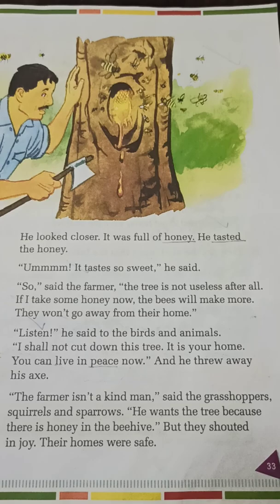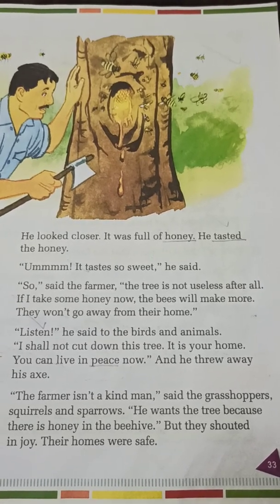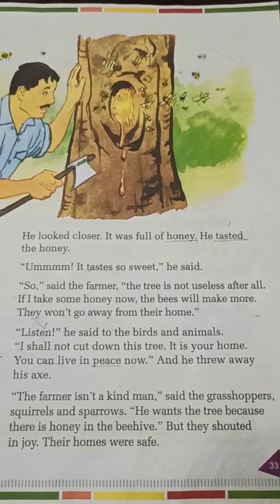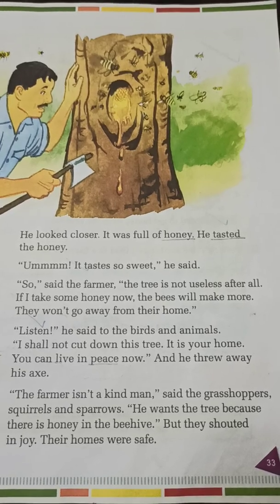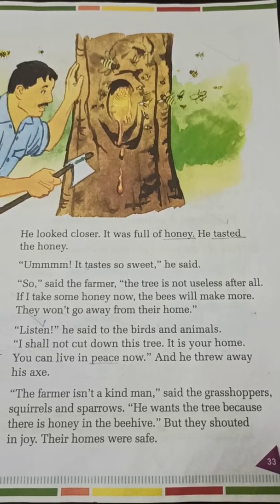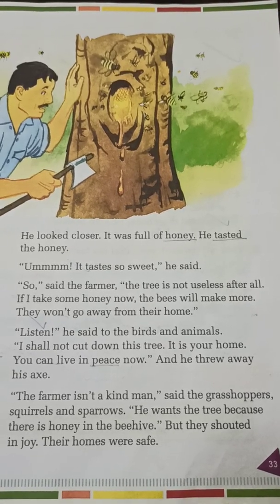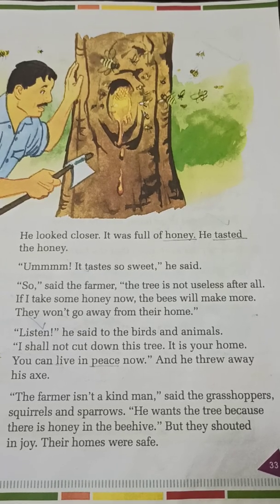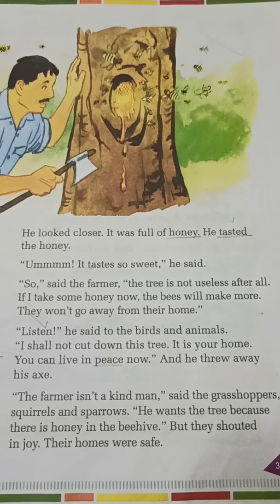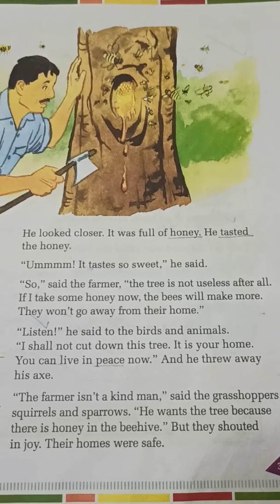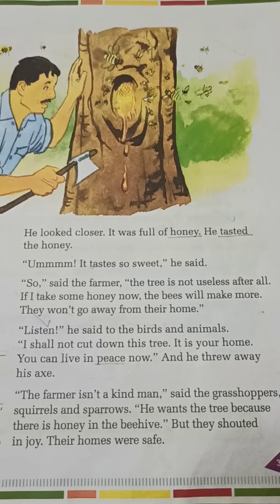Yes. Earlier, what happens? The farmer wanted to cut down the tree because he wanted to make chairs and tables out of the wood, isn't it? And when all the animals and the birds were crying, and when they told the farmer not to cut down the tree, he did not want to listen to them. So he kept cutting down the tree. Yes. And as soon as he saw the beehive inside the hollow of the tree, there was honey. And he tasted the honey, and the honey tasted really good. It tastes so sweet, isn't it?